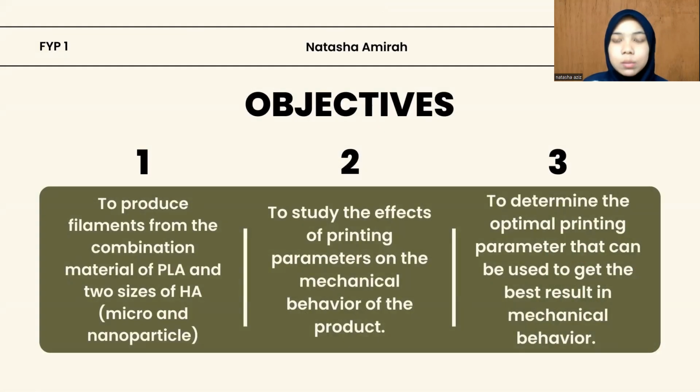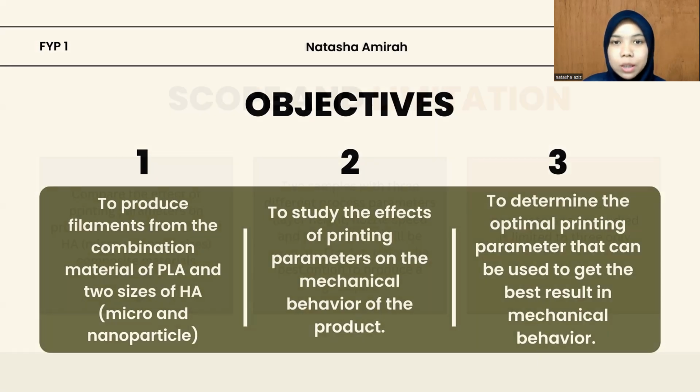Based on the stated problem, the objectives of this project are: firstly, to produce filament from the combination of materials PLA and HA, where there are 2 sizes of HA used, micro and nanoparticles. Second, to study the effect of printing parameters on the mechanical behavior of the product. And the last one is to determine the optimal printing parameter that can be used to get the best result in mechanical behavior.